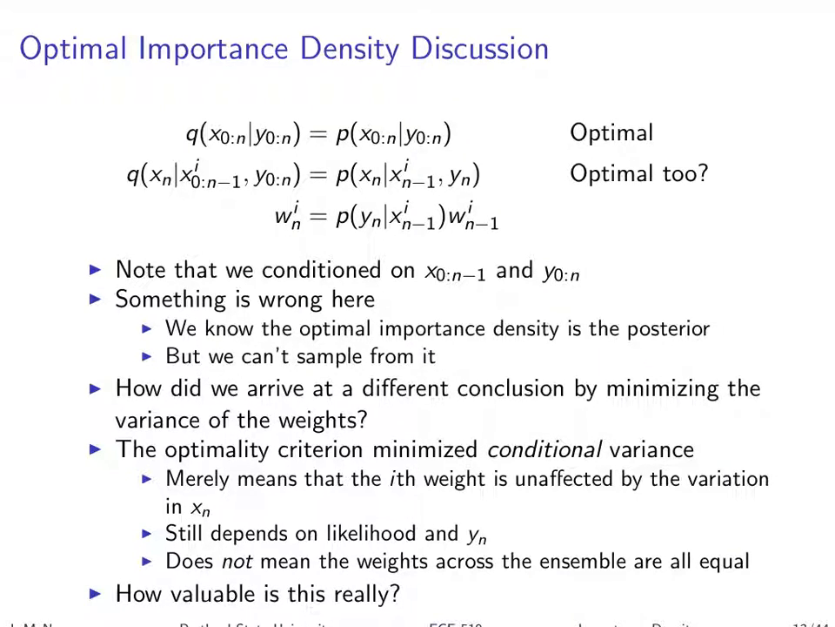Yeah. So yeah, I mean the weight update equation. If you were sampling from the posterior, that's the only way you'd have constant weights. Correct. Your numerator and your denominator cancel. Yeah, that's right, because of the ratio of the two. That's exactly right.